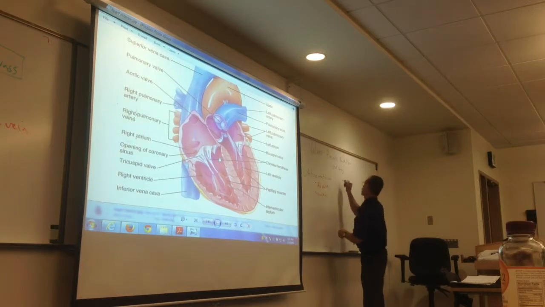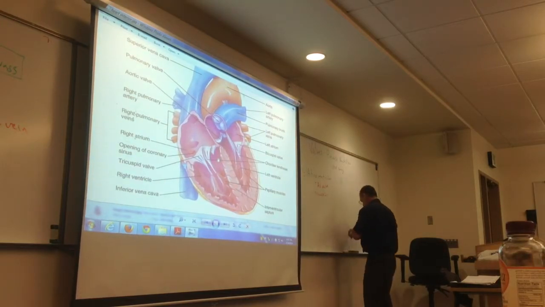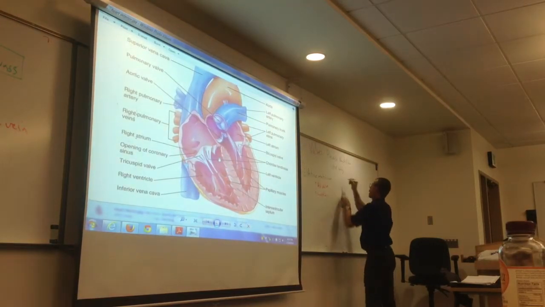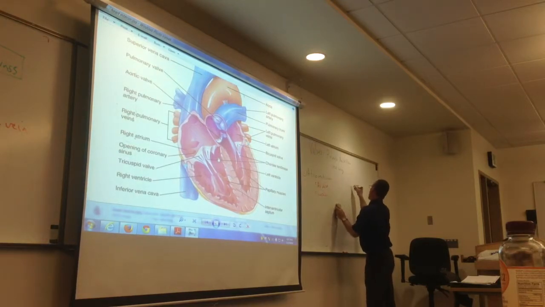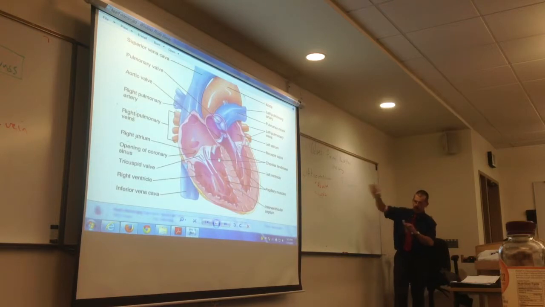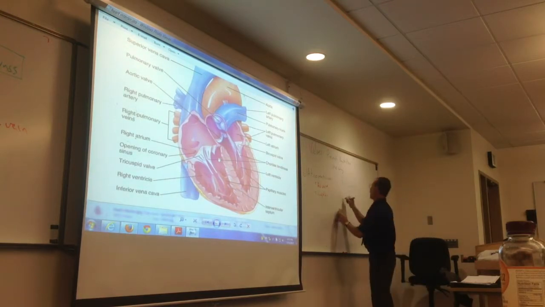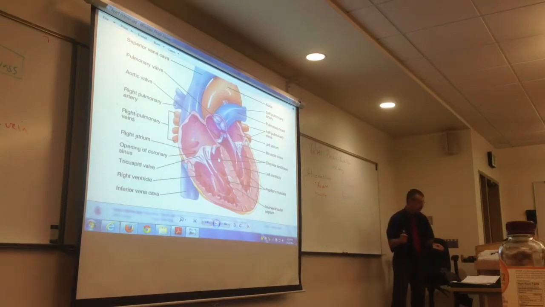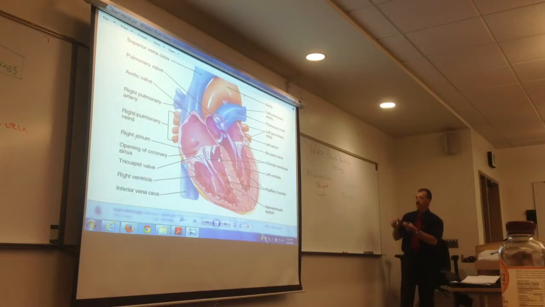So the atrioventriculars are, in order, the tricuspid, which is sometimes called the right AV, right atrioventricular, and the bicuspid, which by the way is sometimes called the mitral valve. It looks like a bishop's hat. I'm not a drunk Roman, I just pick one.